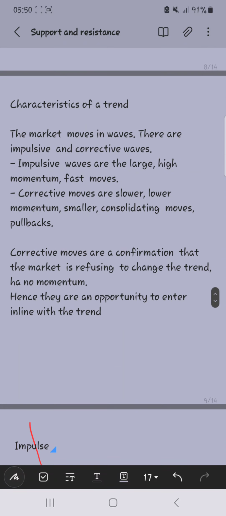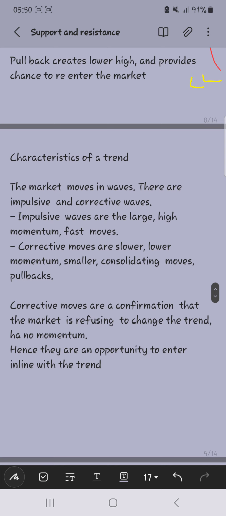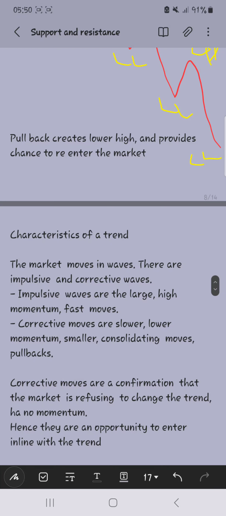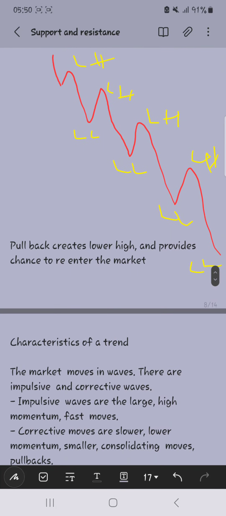So what are the characteristics of a trend? The market moves in waves. There are impulsive and corrective waves. The impulsive are the larger moves. You can see that the candlesticks are larger, and they are faster. So this over here is what we want to call an impulsive move, and then this over here is the correction.